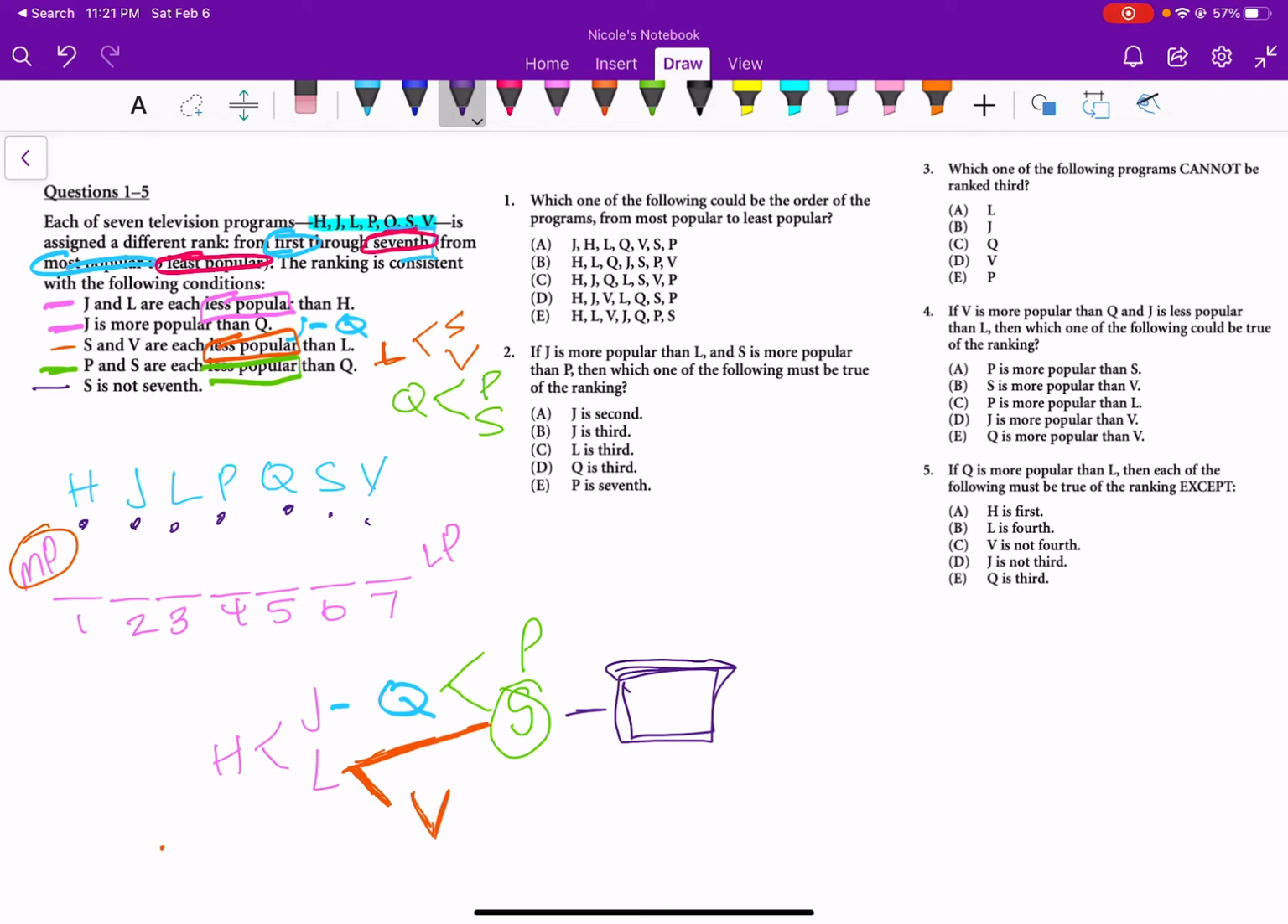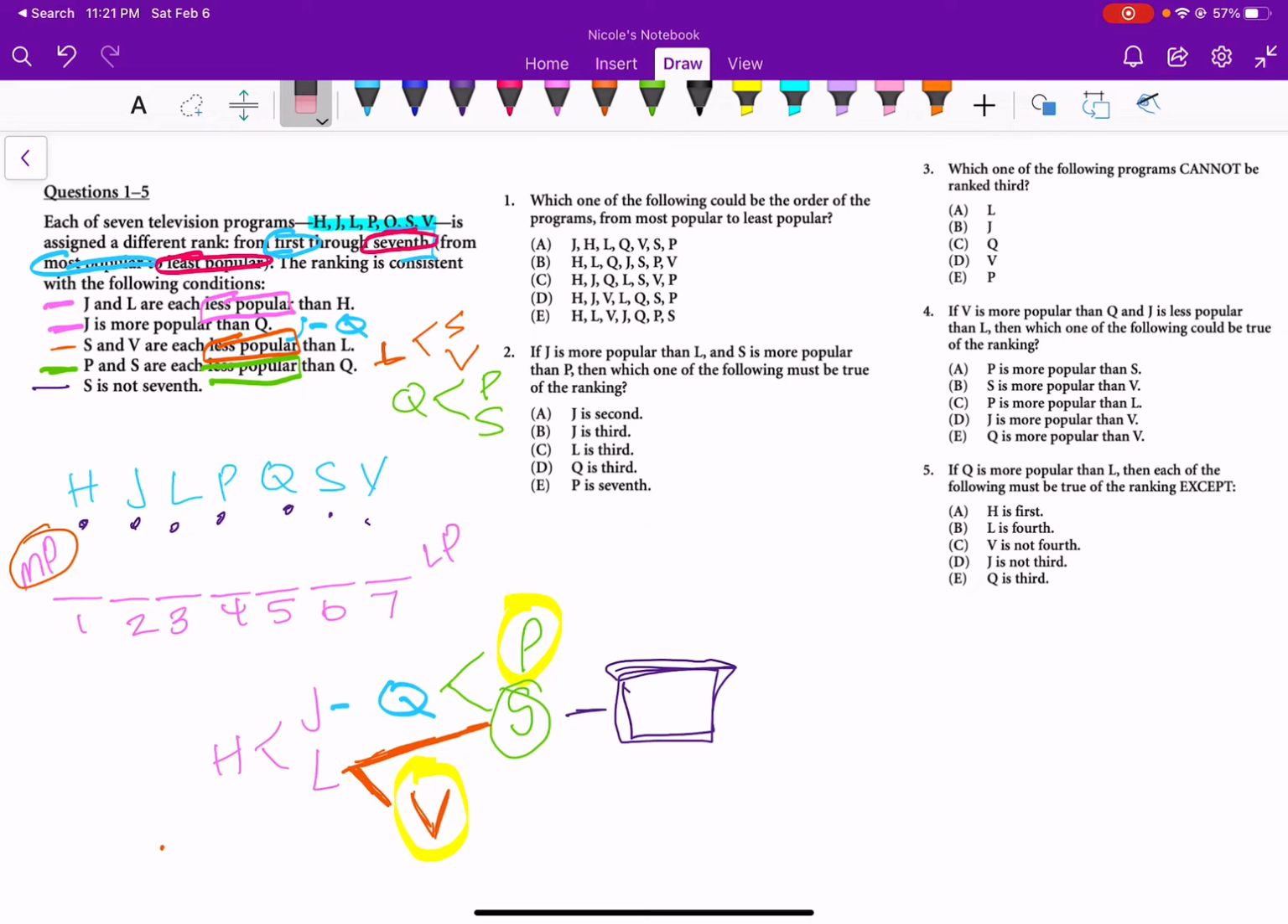There's actually only 2 options. Our only options are either P or V because they're the only ones that do not have anything after them that they have to be before. So P or V is going to be our last variable, but we don't know yet.